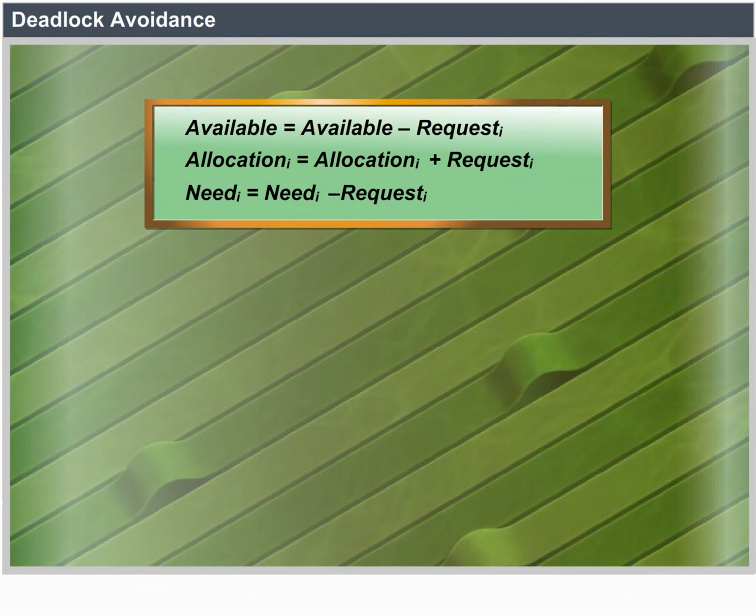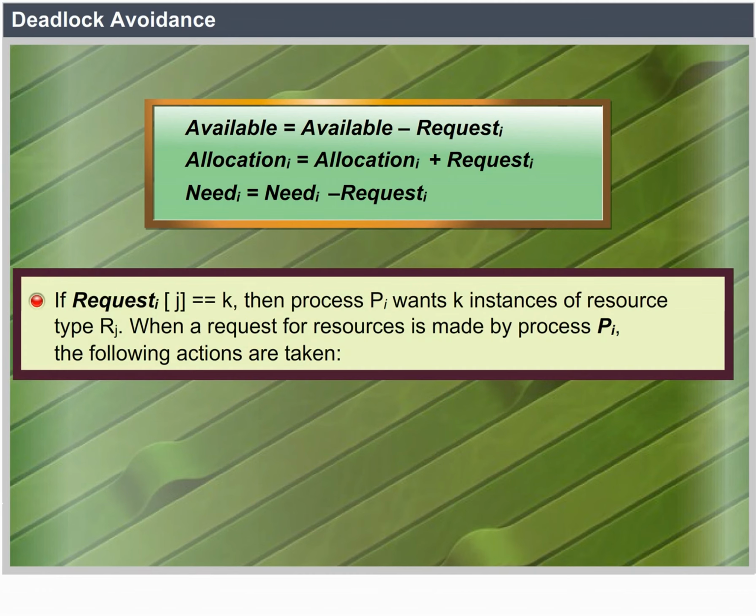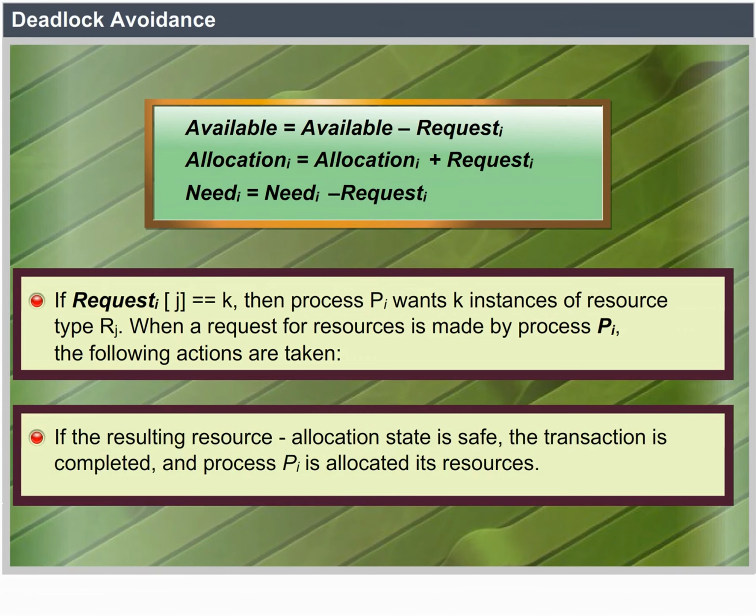If the resulting resource allocation state is safe, the transaction is completed and process Pi is allocated its resources. However, if the new state is unsafe, then Pi must wait for Request_i and the old resource allocation state is restored.